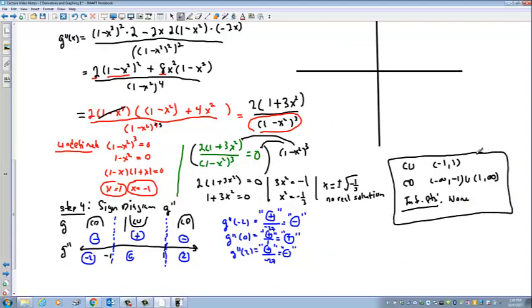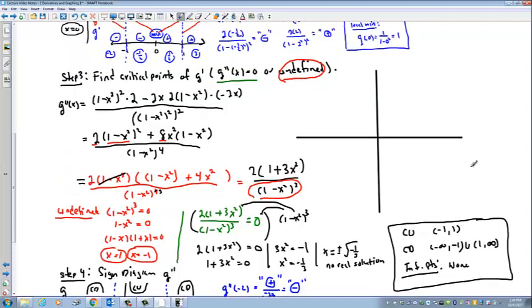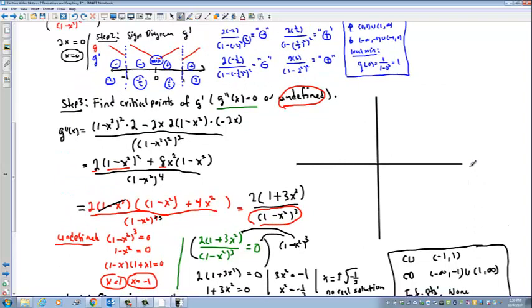So there's my answer for concave up, concave down, and inflection points. Now remember, what we want to do now is graph this. To graph this, we need to plot the points that are given to us. Here we have a local minimum. When you plug in 0, you get out 1. So there's a minimum at (0, 1).